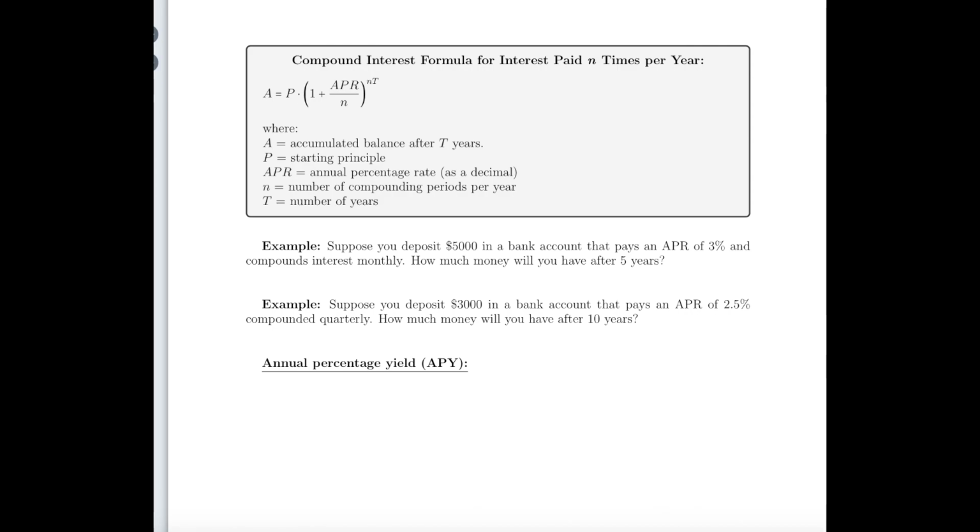So what's important to note, let's see, what color do we want, guys? Orange? I like orange.